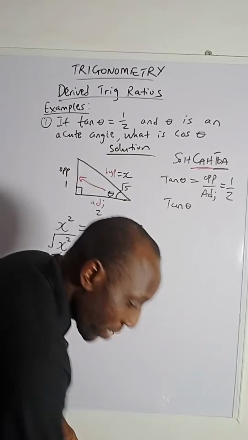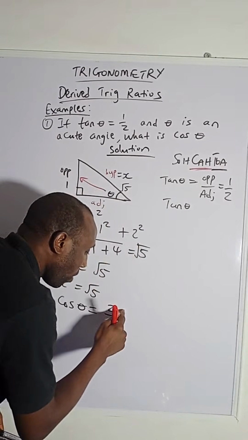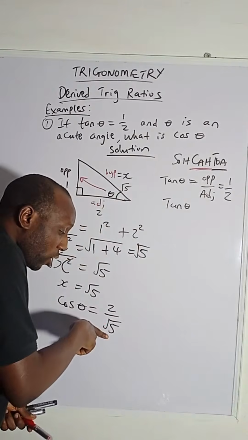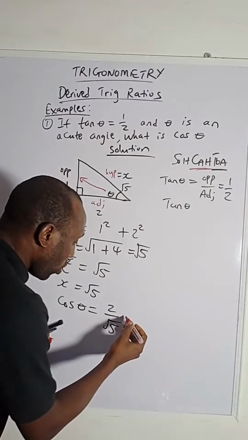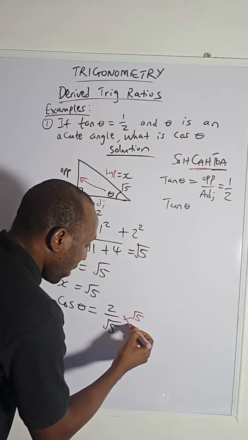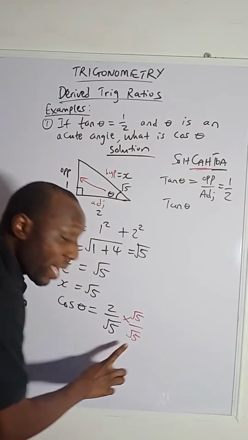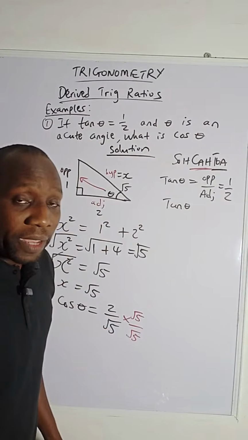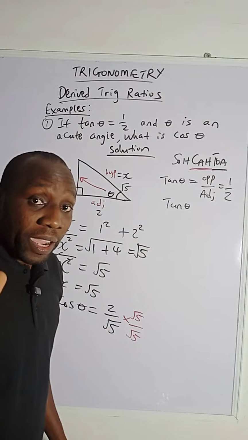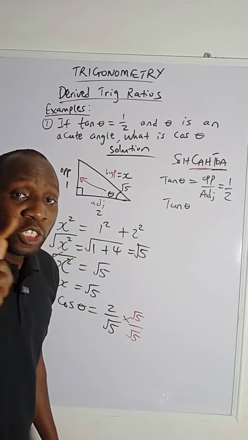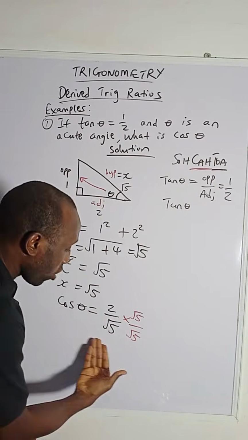So the way to do that is to multiply the numerator and denominator by the denominator. So what we have in the denominator is what? Root 5. So I'm going to multiply this by root 5 and this by root 5. The reason why I'm doing that is that root 5 times root 5 is root 25. And root 25 is 5. So can you now see that there will be no more square root in the denominator when we rationalize? This is how you rationalize.